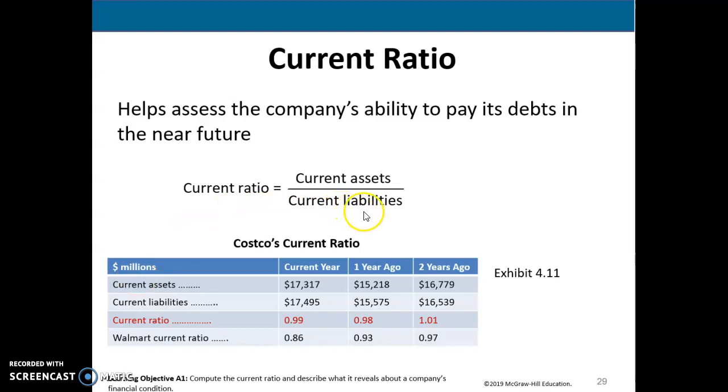So this ratio being off would tell us that we could be in trouble, that we may not be able to cover those current liabilities as they come due.